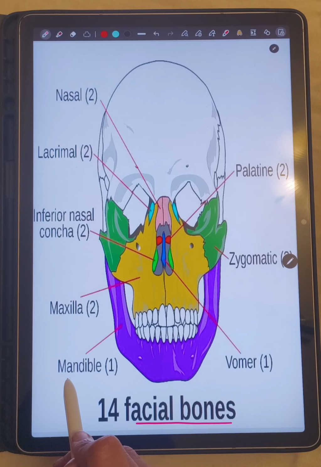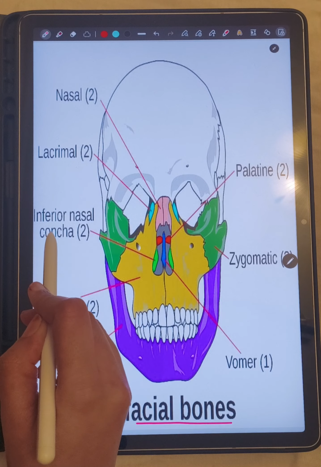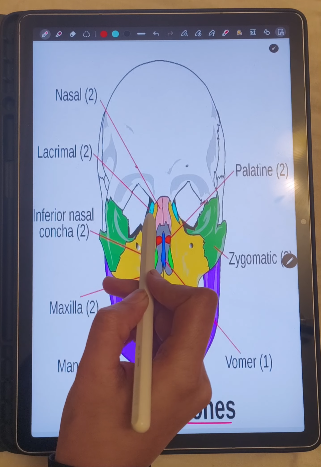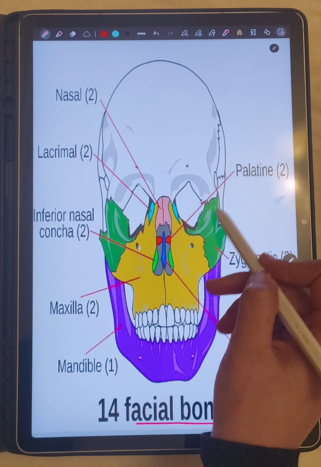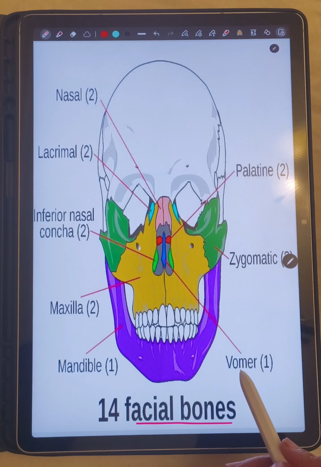In the facial bones: this is the mandible, yellow color is the maxilla, 2 maxillae, inferior nasal conchae are green in color, lacrimal bones are 2, blue in color, nasal bones are 2, palatine bones are 2, red in color, zygomatic bones are 2, and vomer is 1. These are the 14 facial bones.